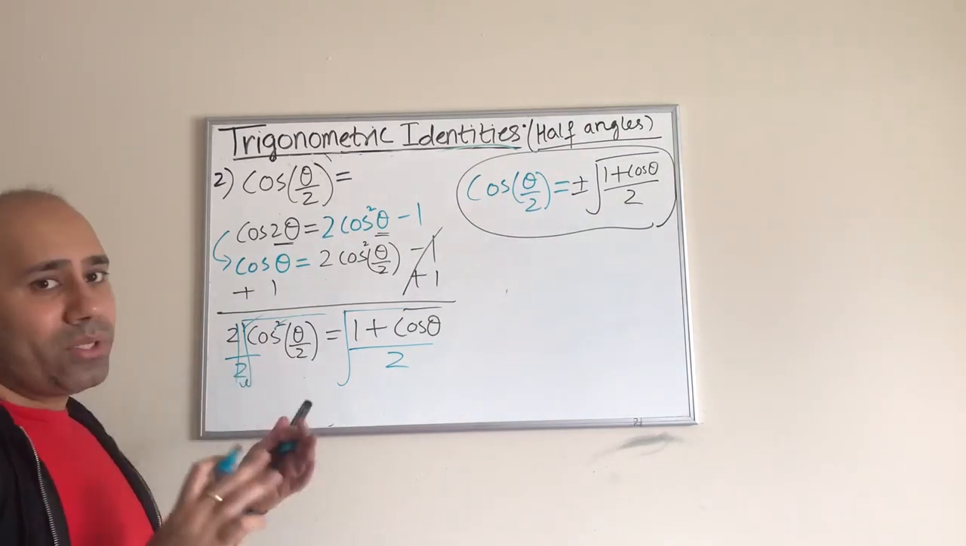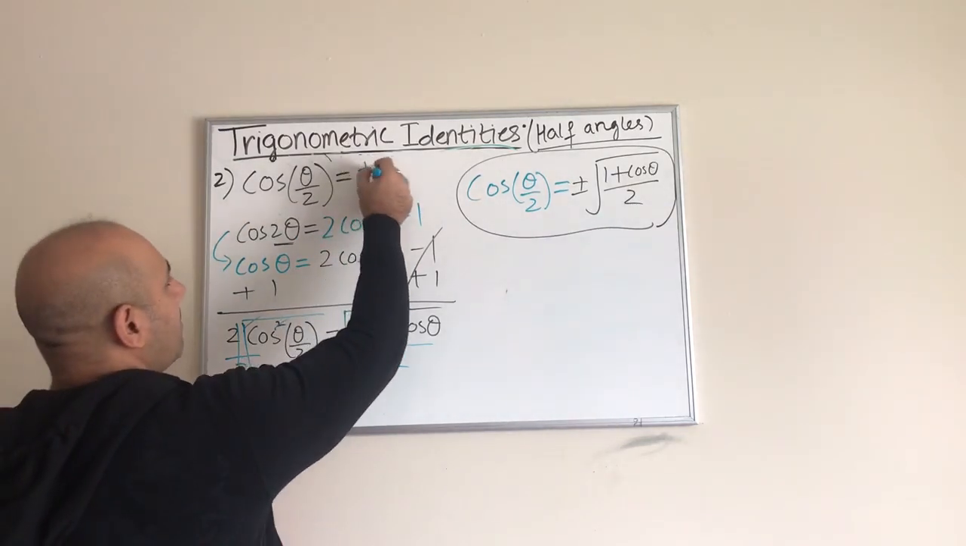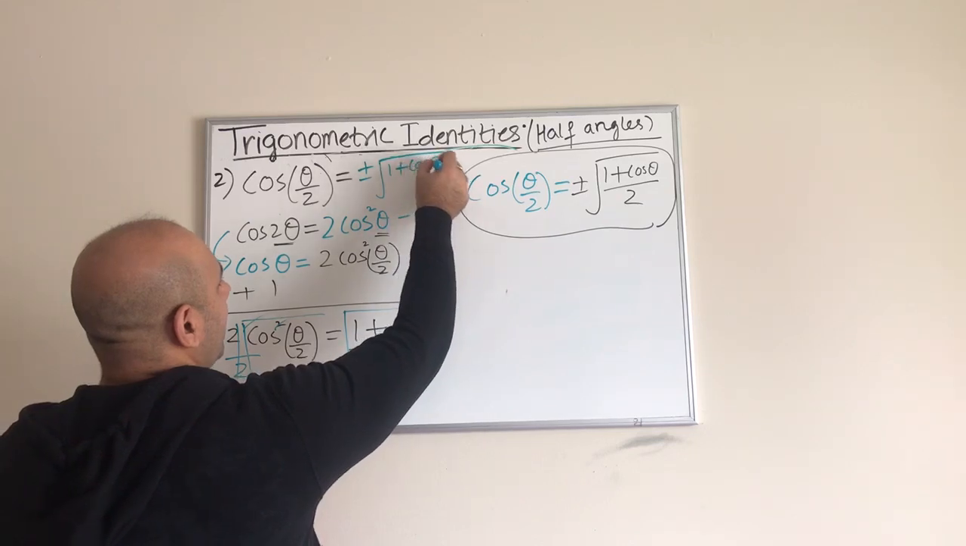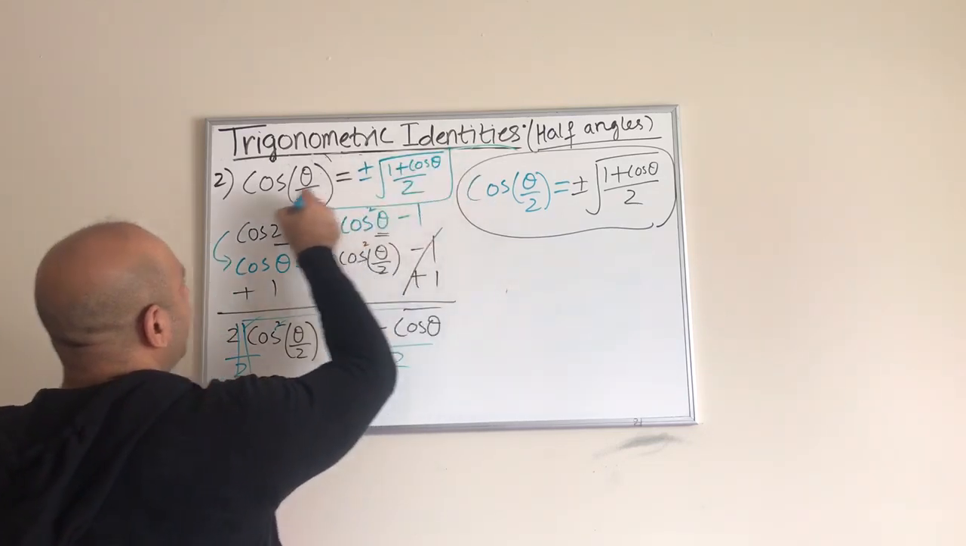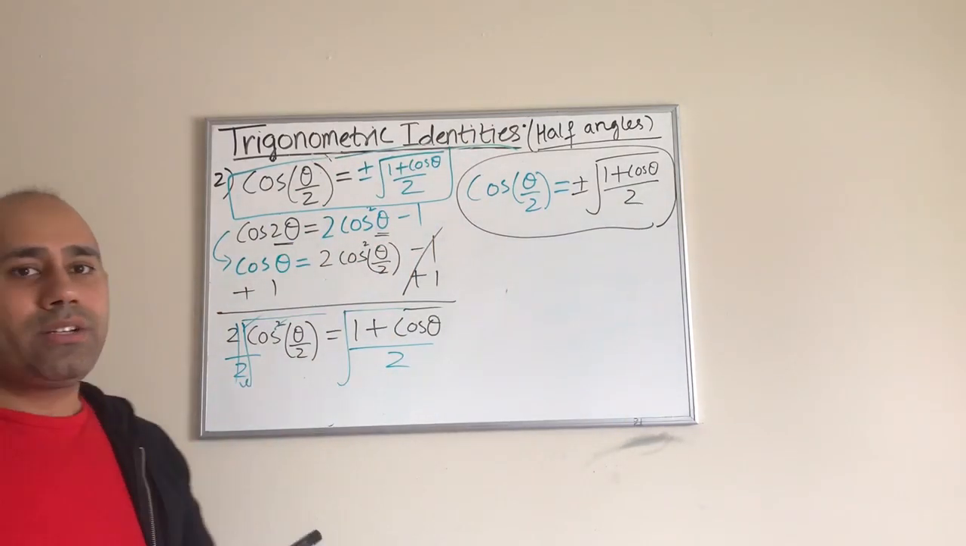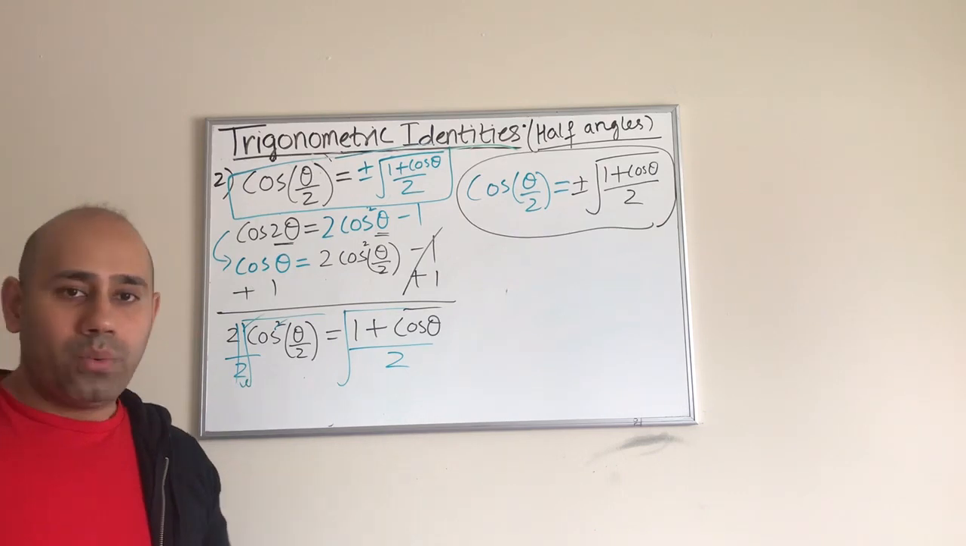But even if it was already given to us, we could actually verify it, okay? So it's plus and minus square root of (1 plus cosine theta) over 2. This is the other identity. Guys, again, I keep on saying this. You don't have to really try to remember all this. You will be able to use a formula sheet to work on the problems.